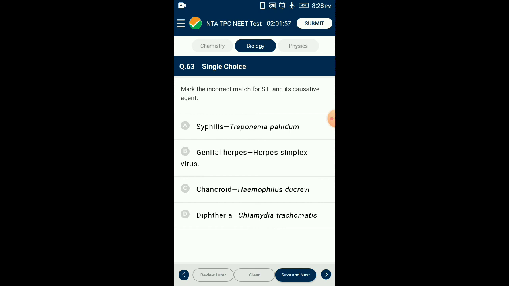Number 63. Mark the incorrect match for sexually transmitted infections and its causative agent. From the given options, diphtheria is incorrectly matched. So the answer for this question is option D.